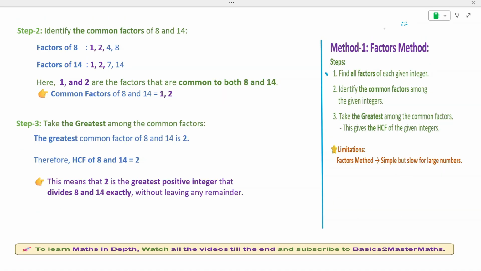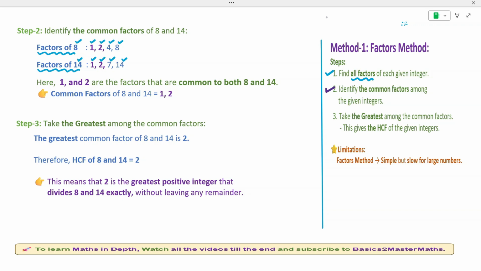Till now, we have found all factors of 8 and 14. Factors of 8 are 1, 2, 4 and 8. Factors of 14 are 1, 2, 7 and 14.